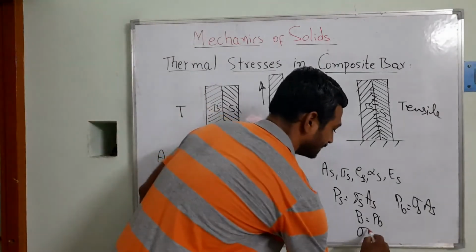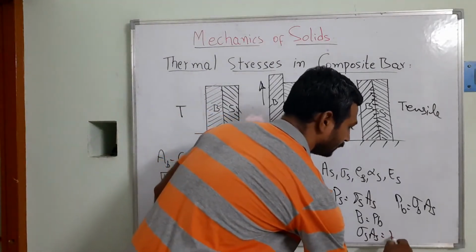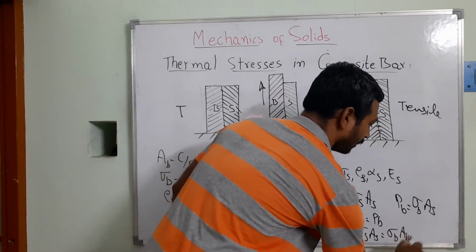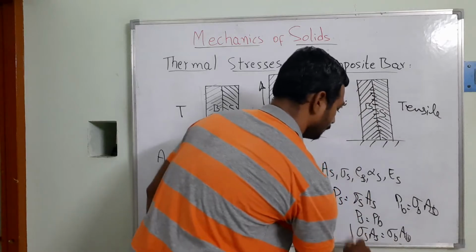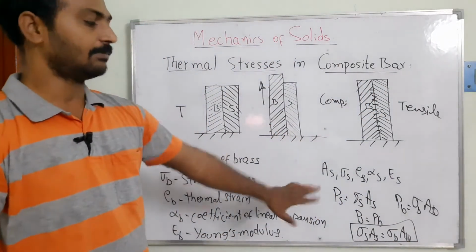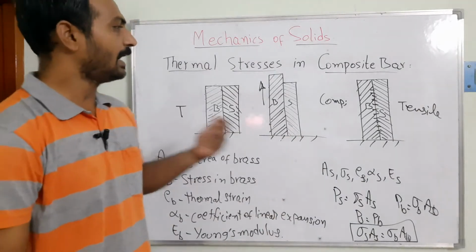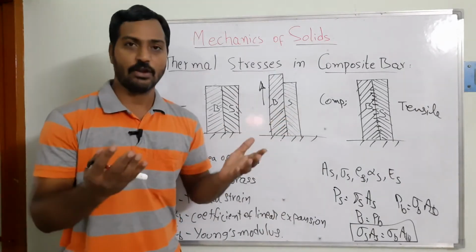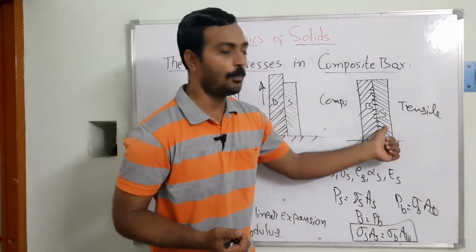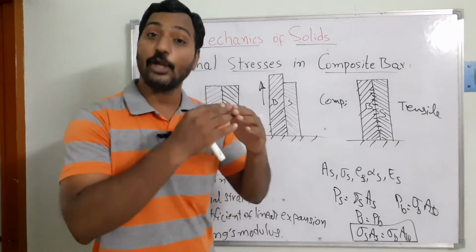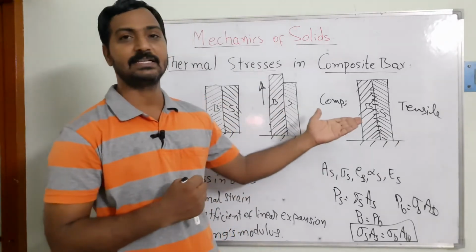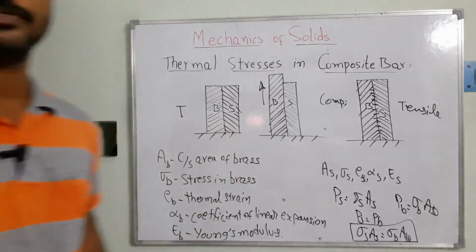So that is sigma S AS equals sigma B AB. This is the way we develop the equilibrium equation between the thermal stresses. Now I am going to compare this with the strain also. We know the free expansion of the brass does not happen when we make the composite. That means it reduces the elongation of that material. So now I will develop that equation.